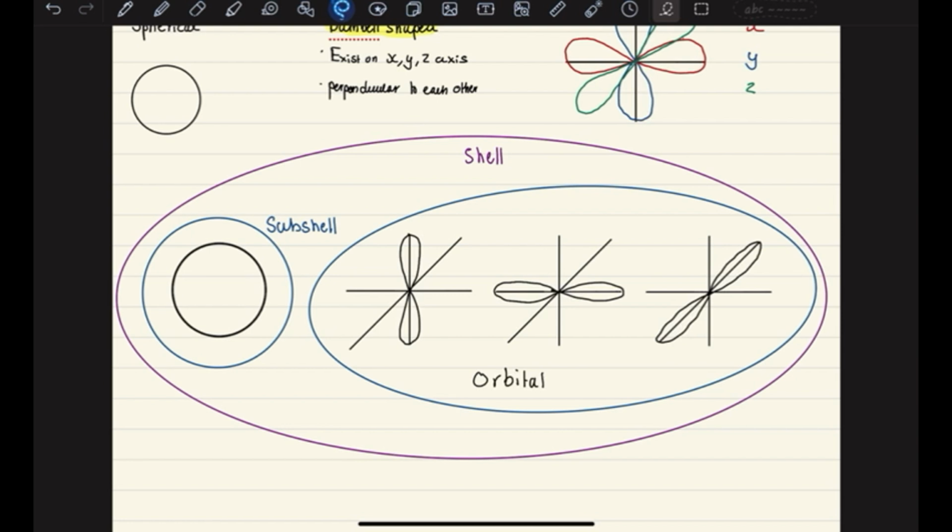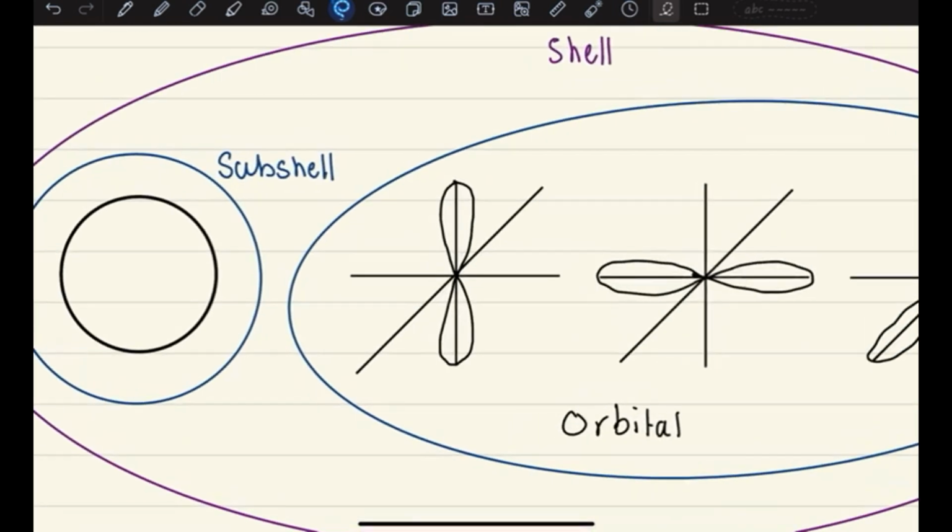You can see that we've got the orbitals inside of a subshell, which is inside of a shell. So for example, this is the second shell I've shown here, because it's got an s orbital and it's also got p orbitals. So it's got an s subshell and a p subshell. I hope that makes sense.